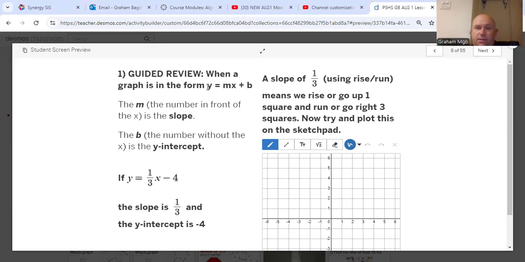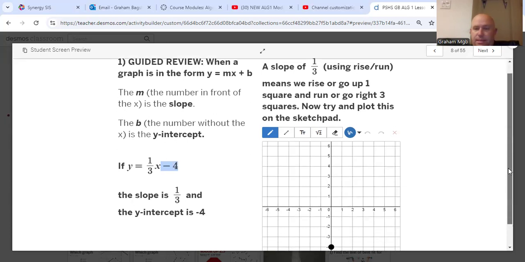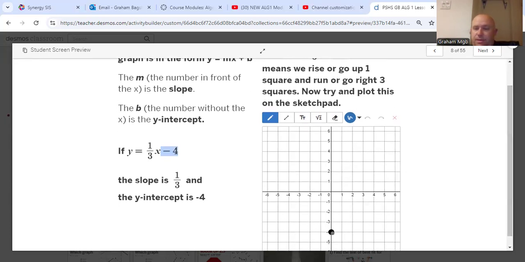So we're looking for lines that are in this form y equals mx plus b. This is called slope-intercept form. M is the slope, that's the number in front of the x, and b is the number that does not have an x with it, and that's the y-intercept. So if I'm doing 1/3 x minus 4, I really want to look for the number without the x first. So in this case, it's -4, and that's why my graph starts at -4 on the y-axis.